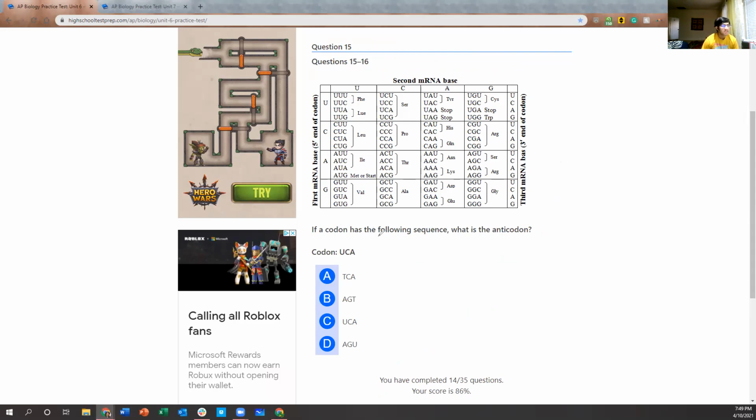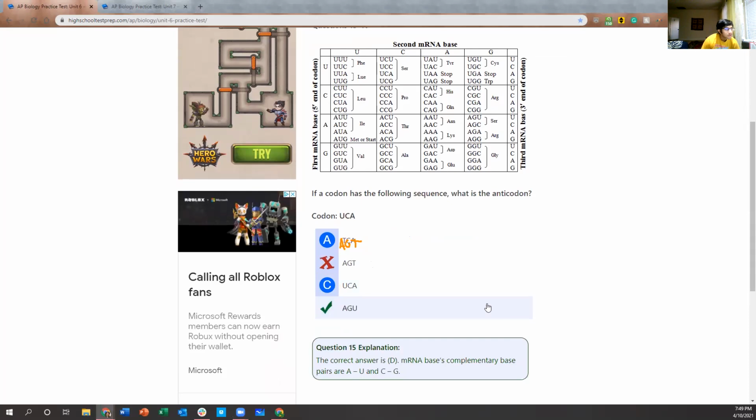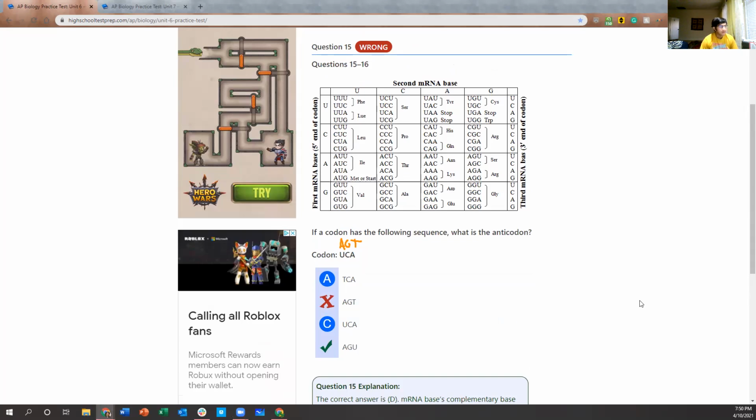If the codon has the following sequence, UCA, what's the anticodon? Well, the anticodon is just opposite, so it would be A, G, T, I believe. Yeah, AGT. What? Why is it AGU? Oh, that's right. I forgot. Sorry, I'm so sorry. That's absolutely right, because the anticodon also has to be made out of RNA, so it can't have a T. Of course, it's AGU. Sorry about that. Yeah, it would be AGU.